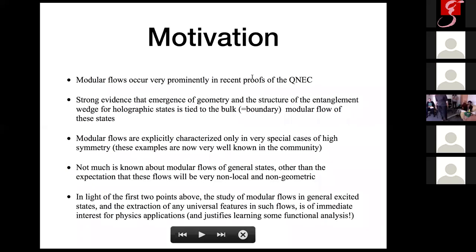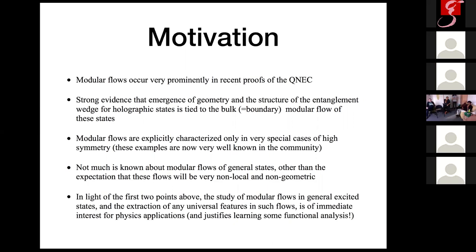Okay. So this is the obligatory motivation slide. Why do we want to study modular flow? We don't have to look very far for the motivation to study modular flows. So recently there have been various versions of proofs of the QNEC, the quantum null energy condition. And all of them involve modular flows of excited states in some form or the other.